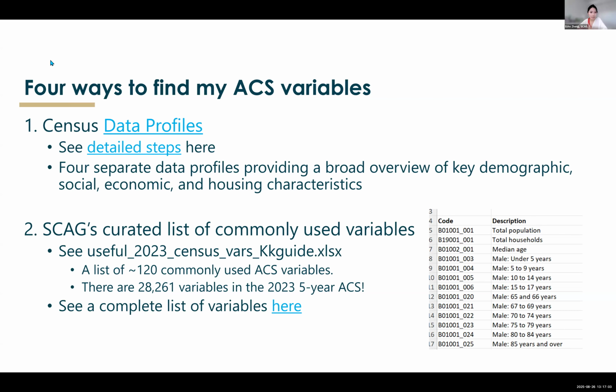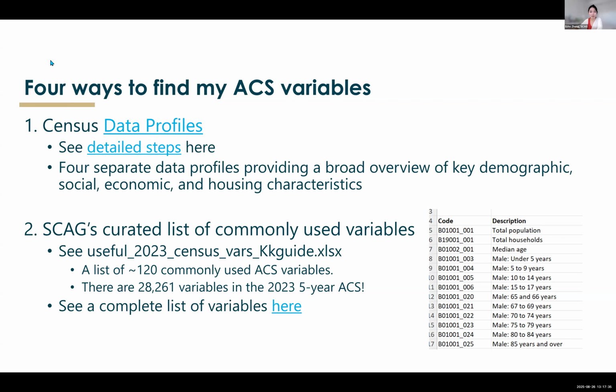It was put together by my colleague, Dr. Kevin Kane. Essentially, this is a list of roughly 120 commonly used variables, ranging from populations to other demographic variables. I think that list is primarily focused on demographics and housing, because Kevin is our demographer of the agency. But 100 something variables is also a good place to start.